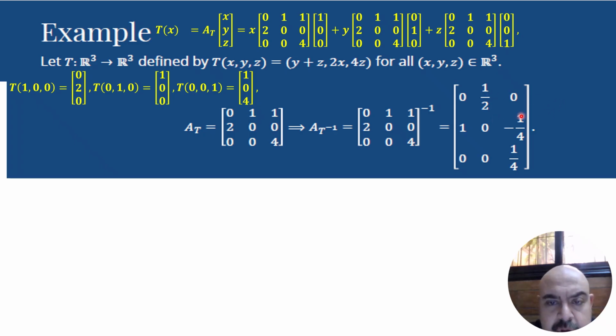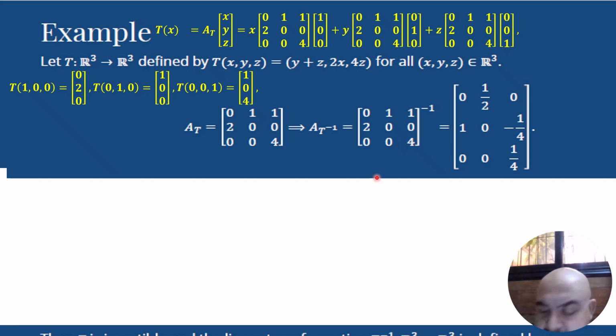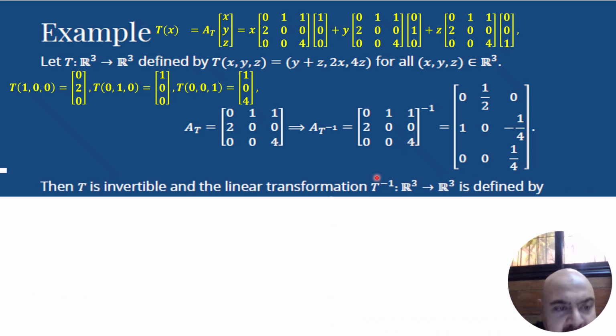Okay, if I want to check, of course, you are right. I can multiply the elements by one another, and I will get the unit matrix, of course, for multiplying A times A minus 1. Which means, guys, that if T is invertible, the linear transformation T minus 1 will move stuff back from R3 into R3.